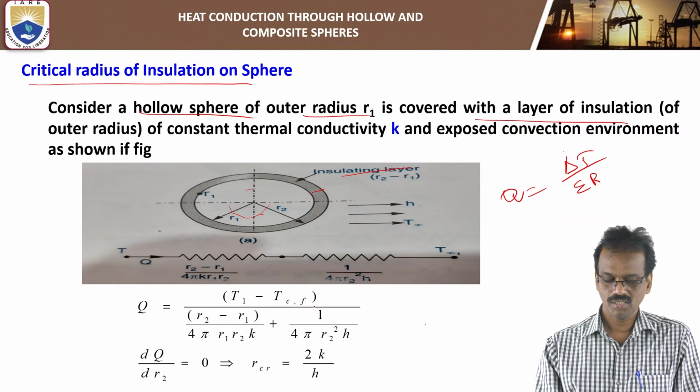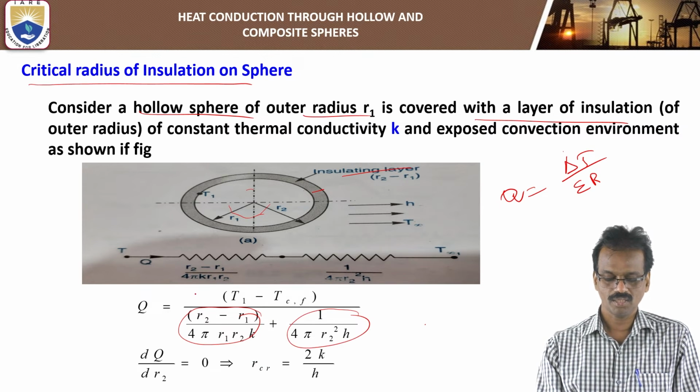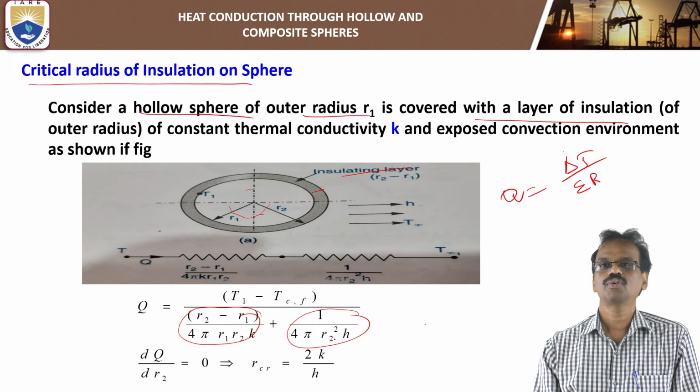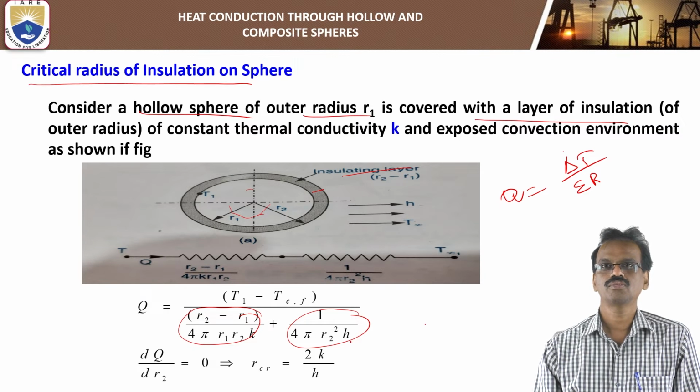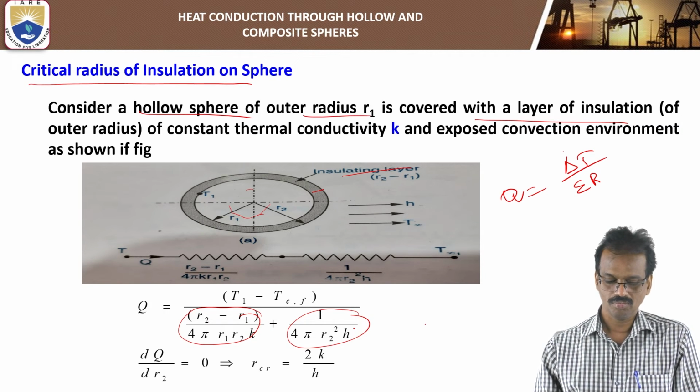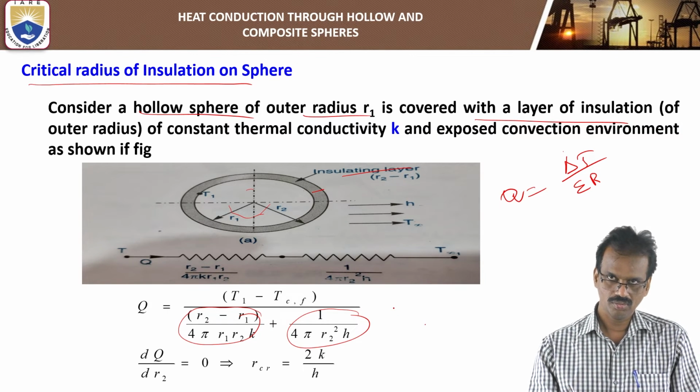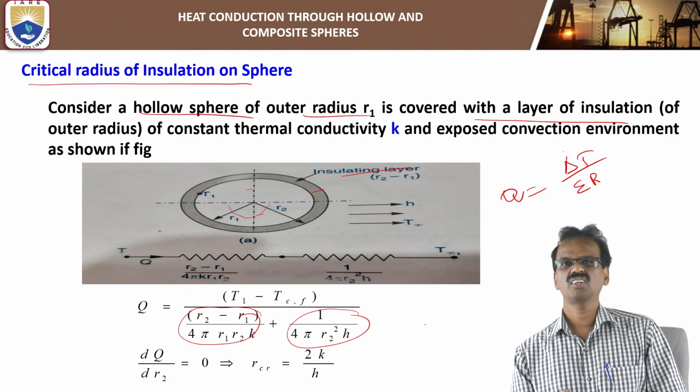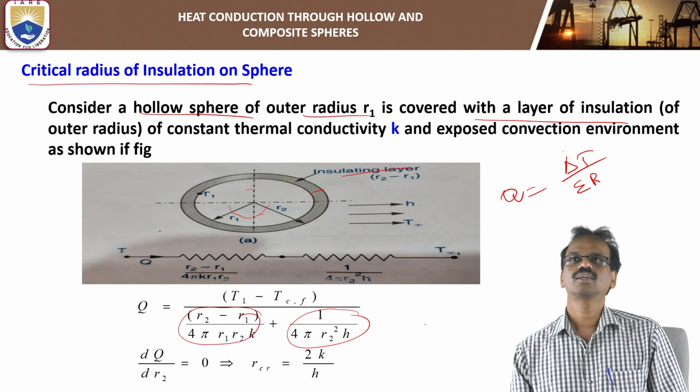Then Q equals (T1 minus TCF), where TCF is the cold fluid temperature, divided by the thermal resistance of conduction, (R2 minus R1) by 4 pi R1 R2 K, plus the thermal resistance of convection, 1 by 4 pi R2 squared into H. Okay, so this is the value. You know this topic was already explained for cylinders.